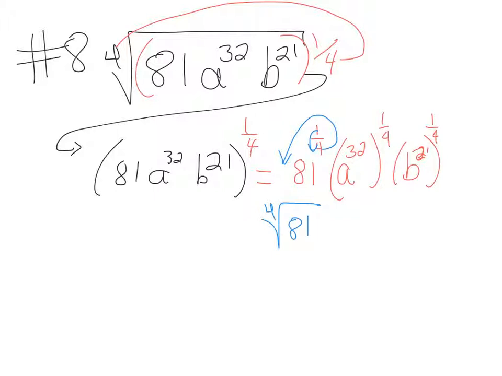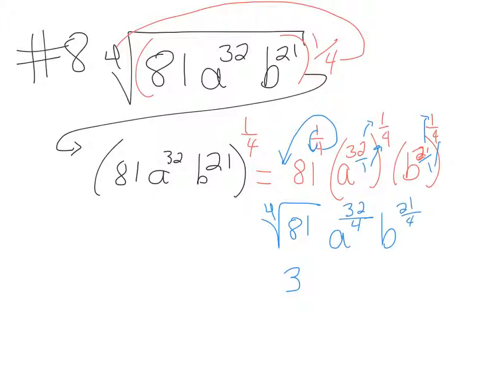to 81? And that number is 3, because 3 times 3 is 9, times 3 is 27, times 3 is 81. Then, on A to the 32nd power, when you put it over 1, that is the same thing as A, 32 times 1, and then 1 times 4. So that would be 32 over 4. B is 21 over 1, so it's 21 times 1 and 1 times 4. So it's 21 over 4.